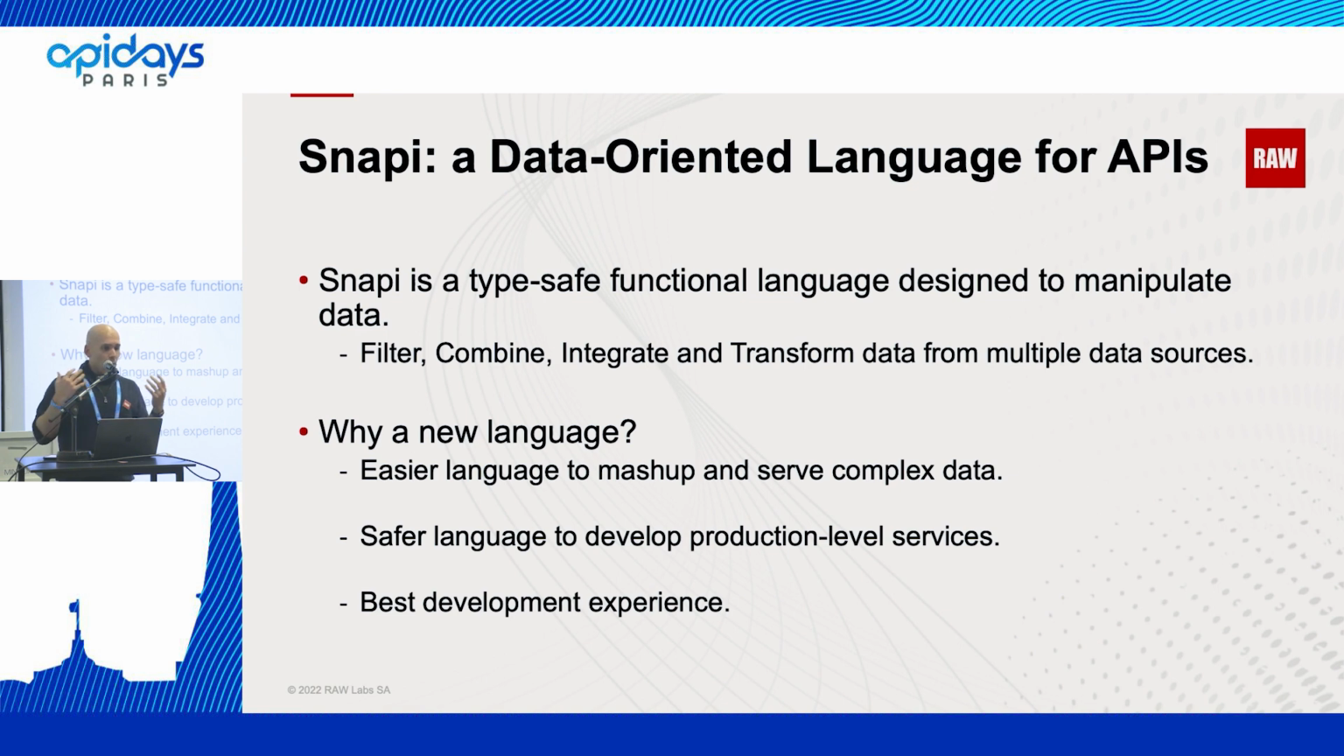And why create a new language? Essentially because it's easier. It's easier to mash up and serve complex data. Those 2-3 lines of Snappy can be hundreds of lines or more of code in other languages. Also because it's safer to develop production-level services. Things like forgetting to close file descriptors or null pointer exceptions or forgetting to handle exceptions, that's all handled for you, right? The language is extremely safe and has all kinds of built-in protections to prevent you from making those typical mistakes that one would make programming in JavaScript, Java, Scala, or using any other tools, right?